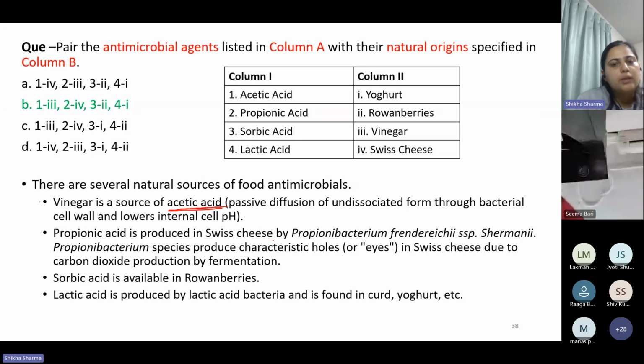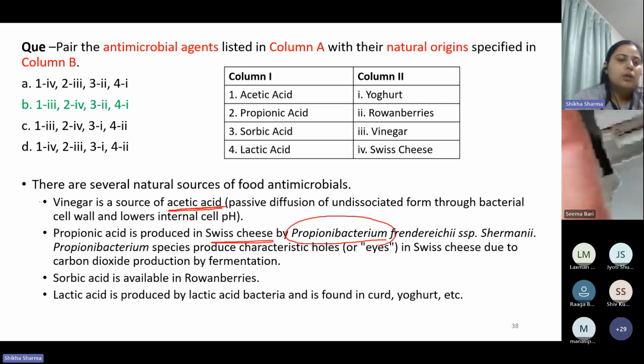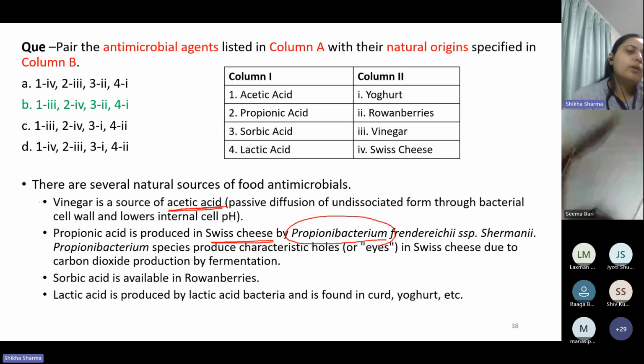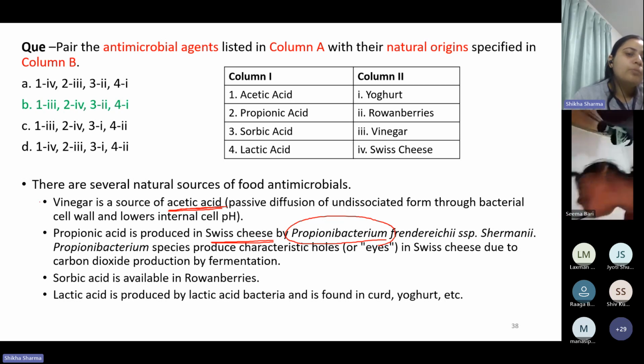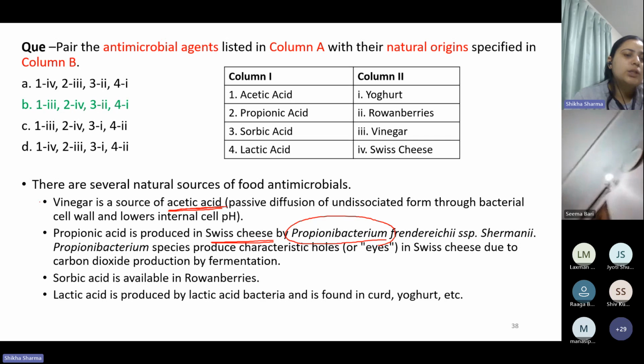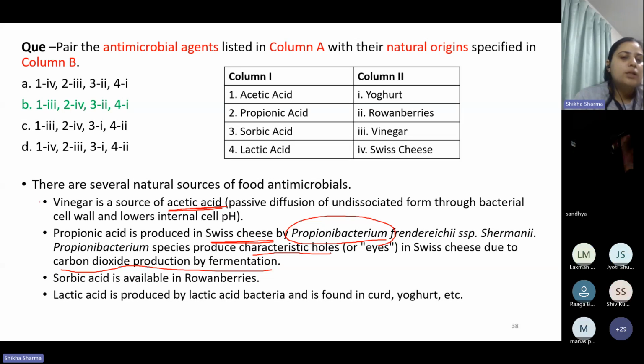Propionic acid is basically produced in Swiss cheese. The bacterium which produces propionic acid is Propionibacterium. It does not just provide propionic acid, it also produces CO2 gas in the Swiss cheese during fermentation, and because of that the holes, which we know as the eyes, are produced in the Swiss cheese.